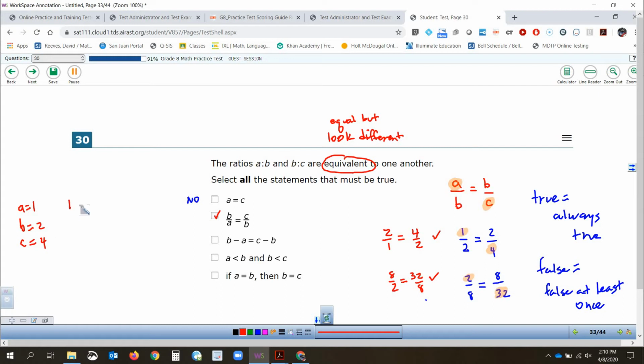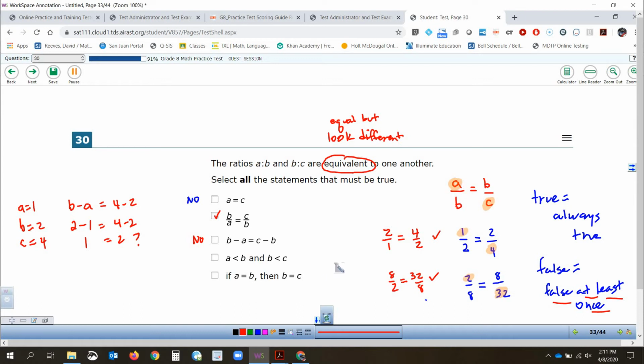B minus A. B minus A is going to be 2 minus 1 equals C minus B. C minus B, 4 minus 2 is equal to what? 2 minus 1 is 1. 4 minus 2 is what? 2. Does 1 equal 2? The answer is no. And again, in order for something to be false, it only has to be false at least once. And we just proved it didn't work for this one. So therefore, we can say that that one is false.